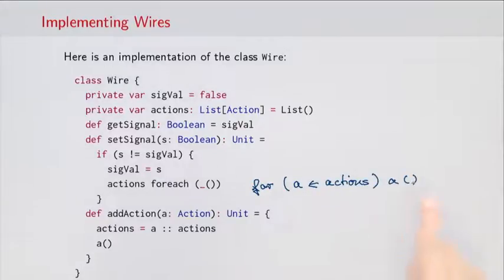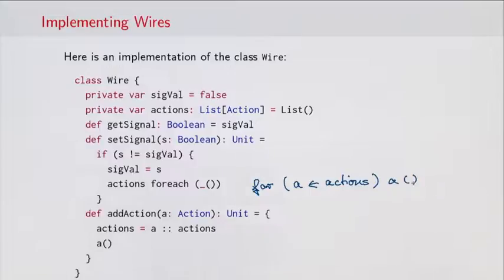So that would expand into exactly this code over here. For A, taken from action, run A. The last method is called addAction, and what it simply does is it prefixes the current action to all the actions that are already stored in the wire.